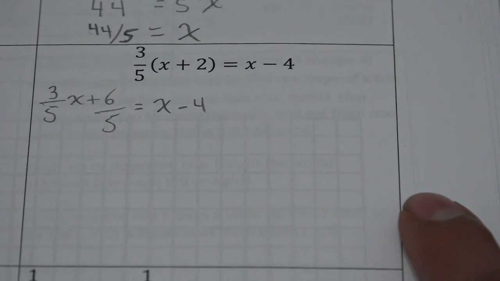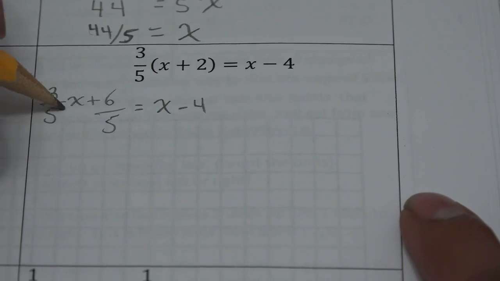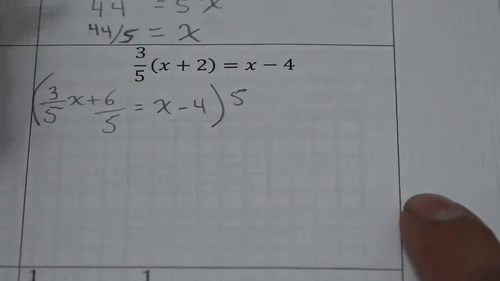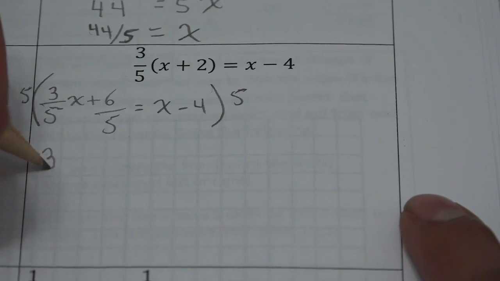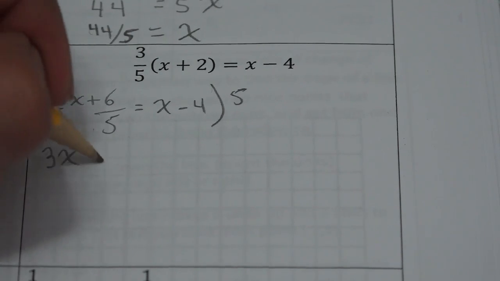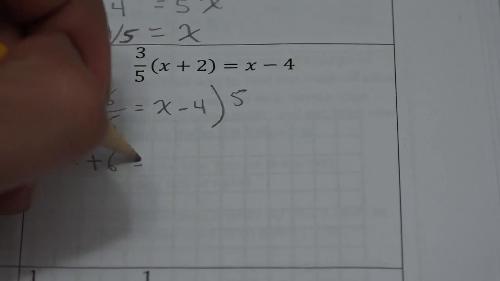So I'm done with the distributive property, and now the common denominator is 5. So multiply the whole thing by 5. You could say 5 divided by 5 is 1 times 3x is 3x. 5 divided by 5 is 1 plus 6, you know that.